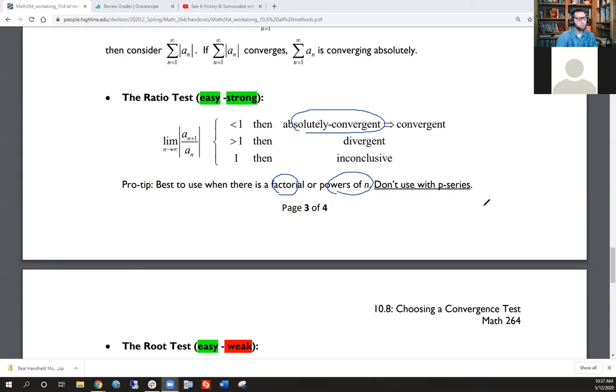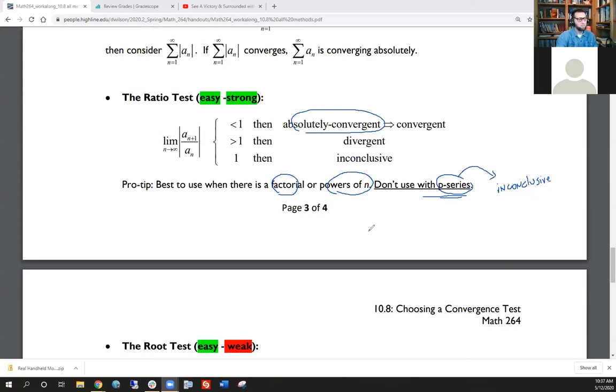It's written right here in writing. When does it fail? P-series. Yeah, don't do it with the P-series. What would happen if we did it on a P-series? What result would we get out? Inconclusive, exactly. It's like the worst result of all. It's inconclusive.